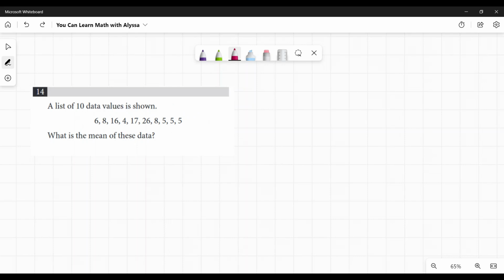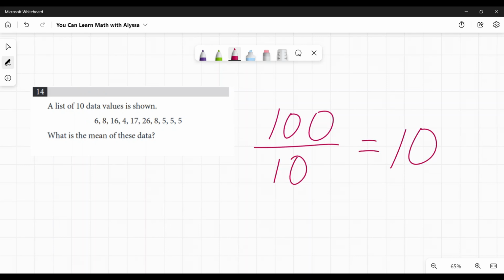So in this case, we need to add all of these numbers together, which, depending on your preference, you might do in your head or writing out or the calculator. Doesn't matter. When you add all of those numbers together, you will get 100. Then you count how many numbers you added. In most cases, here you don't have to because they tell you there's 10 data values. Since there are 10 numbers, we divide that 100 by 10, and we get 10. That is our mean.